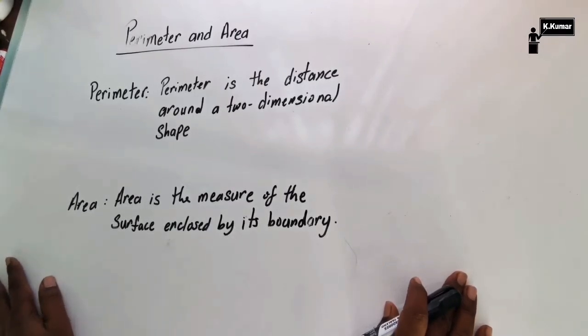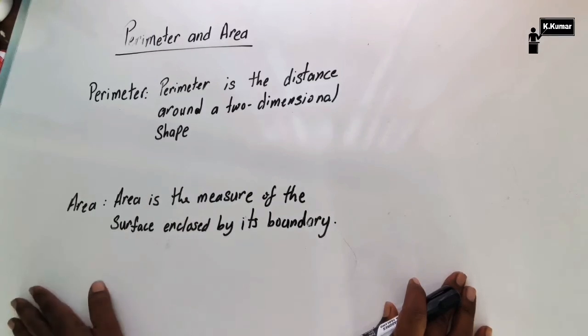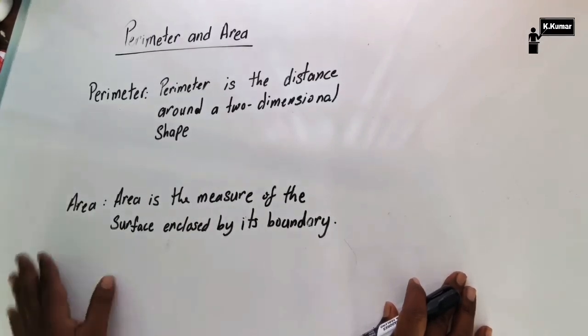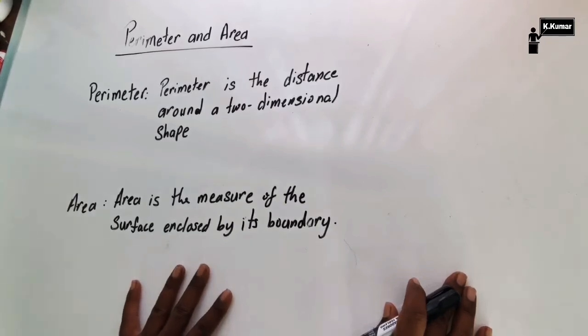Now two-dimensional shapes are flat shapes. There's no thickness in them. You have, for example, the square, the triangle, the rectangle, the circle, parallelogram, rhombus, trapezium, kite, and those are the set that we're going to look at. And area is a measure of the surface enclosed by its boundary.